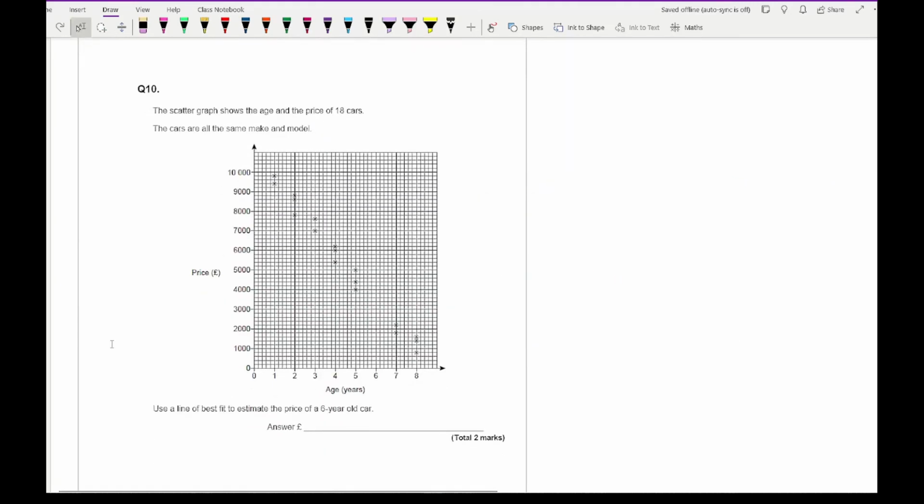Then moving on to question 10, it says the scatter graph shows the age and price of 18 cars. The cars are all the same make and model. Use a line of best fit to estimate the price of a 6-year-old car.